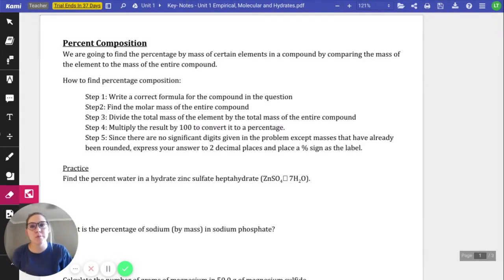So we're going to start with percent composition. Today's note should mostly be review with maybe a few new concepts sprinkled in. Just like we talked about, the first 2 units are mostly all review. So we're going to start with percent comp.